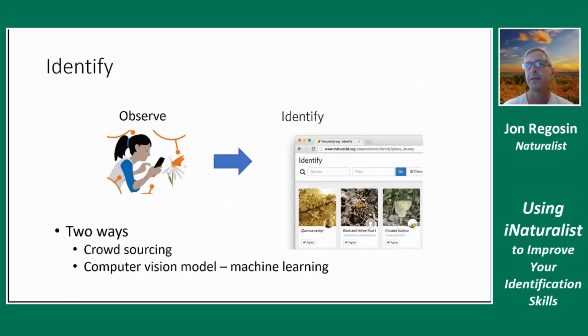So identify, I covered observe. Now identify, there are basically two methods of identification in iNaturalist. The first one is a computer, they call it a computer vision model. This is machine learning. The app will make recommendations for you based on a computer algorithm, which is based on millions of photographs. The second way that we use iNaturalist to identify things is through crowdsourcing, meaning other users and experts can go in and identify observations.